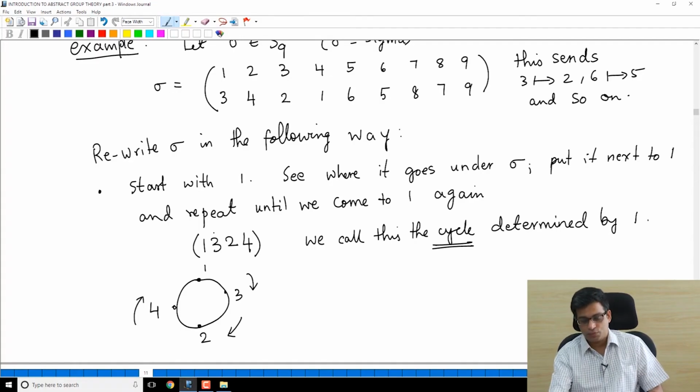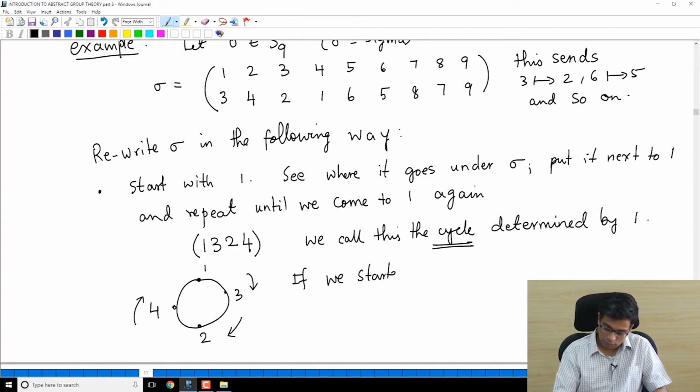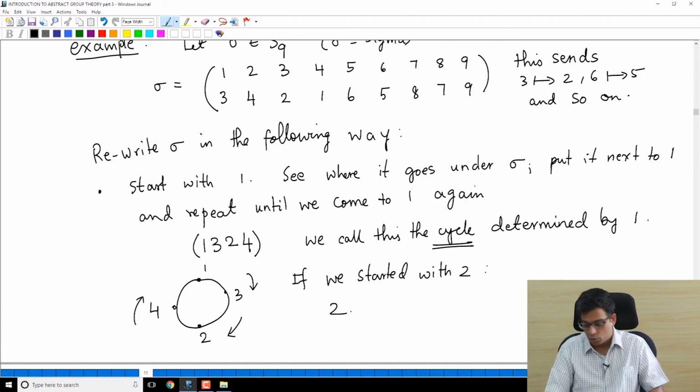Of course, this whole thing can start with 2 also. If we started with 2, what happens? We start with 2, see where 2 goes. 2 goes to 4, 4 goes to 1, 1 goes to 3, 3 goes to 2. So we close the bracket. It is the same cycle.